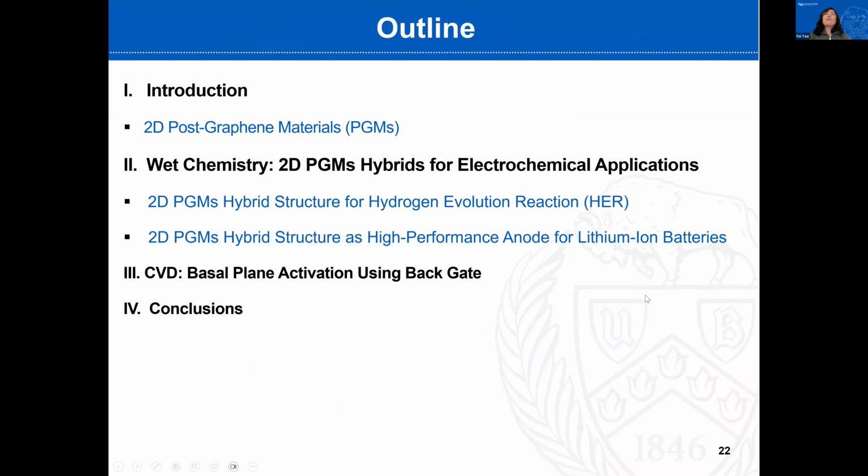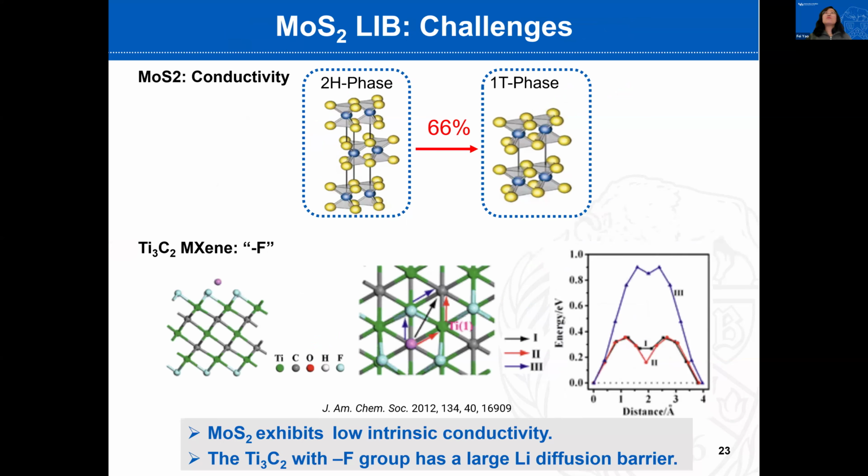All right. So let me quickly move into the high performance anode based on the similar structure. So since we already had 66% of the 1T phase in the composite by simply conducting the hydrothermal reaction in the DMF solvent, we wonder whether or not we can continuously increase the 1T content ratio to further improve the composite conductivity.